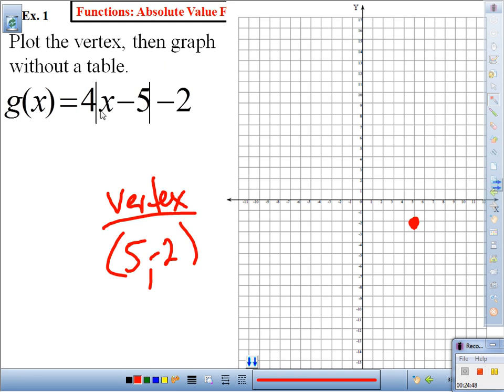Next, look at it. What number do we have either inside or outside next to x? A 4. So my slope is 4 over 1. That means 4 steps up, 1, 2, 3, 4, 1 to the right. Do it again. Then I go back to the vertex and go 1, 2, 3, 4, 1 to the left. And there's our function.